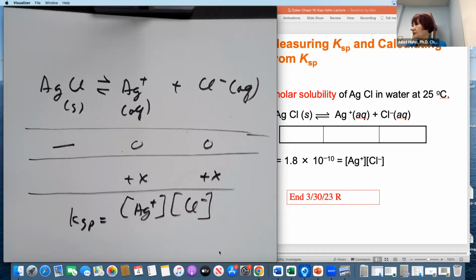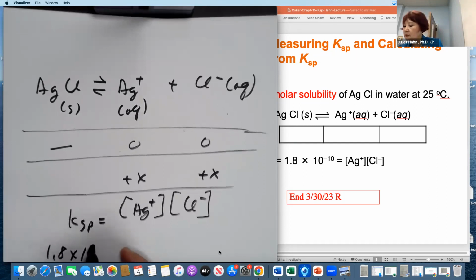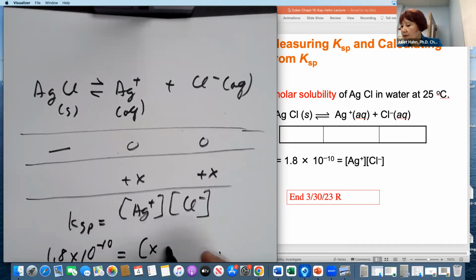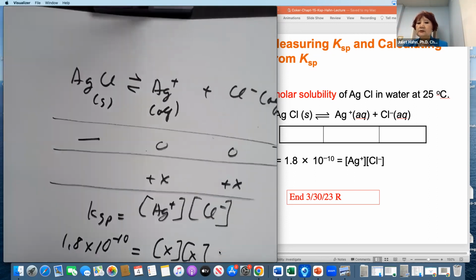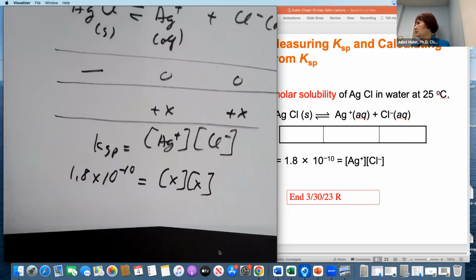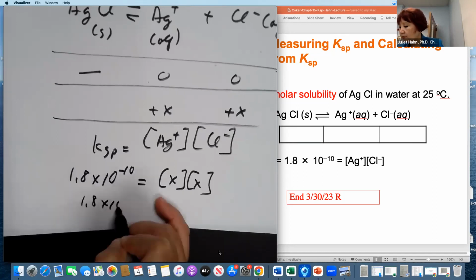So I'm just going to plug in the X into the KSP equation. This is just like a regular ICE problem. We're given the value of KSP, 1.8 times 10 to the negative 10th. So you can say X and X, and then it should be pretty straightforward to come up with the value of X. The value of X is the molar solubility of silver chloride in water at 25 degrees Celsius. So then you say 1.8 times 10 to the negative 10th is equal to x squared.